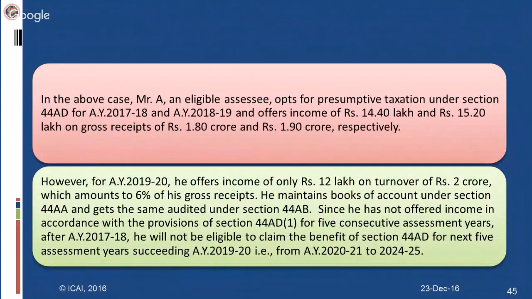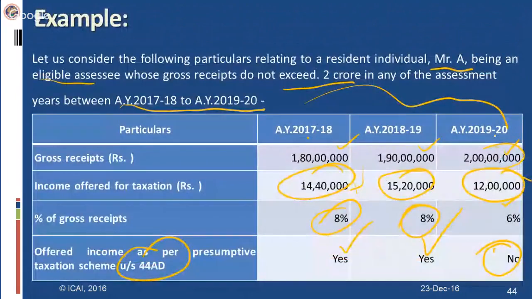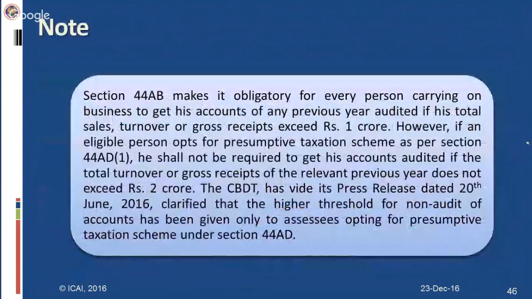He offers 12 lakh, he maintains books of accounts under section 44AA, and gets them audited by an auditor under 44AB since his turnover is greater than 1 crore. Since he has not offered income in accordance with the provisions of section 44AD for 5 consecutive years, he will not be eligible to claim the benefit of 44AD for the next 5 assessment years succeeding assessment year 19-20. That is from assessment year 20-21 to 24-25: 20-21, 21-22, 22-23, 23-24 and 24-25. 5 years he cannot opt for presumptive taxation since he has not declared as per presumptive taxation in assessment year 19-20. So these are the major changes in 44AD.